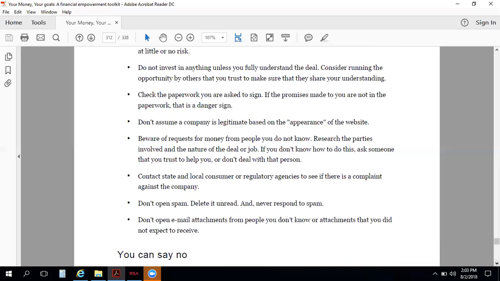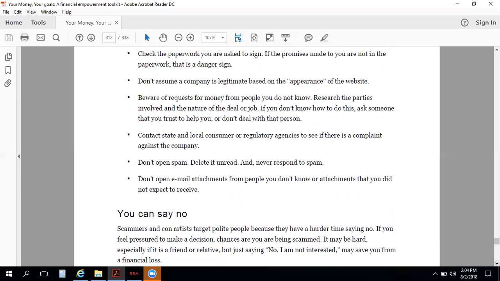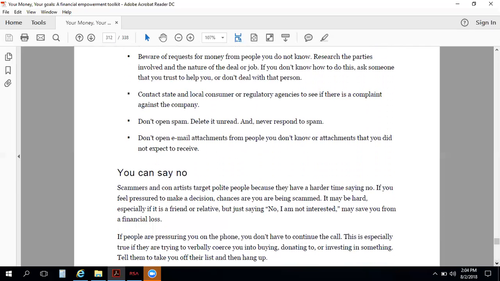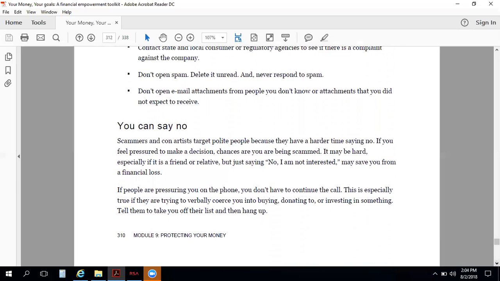Do not open spam, delete it unread, and never respond to it. Not just maybe getting clients to send money, but sometimes obviously viruses come through in spam emails, and sometimes they'll even come from people that it looks like you know. That's a common tactic that spammers use to try to get people to open email. Do not open email attachments from people you don't know or attachments that you did not expect to receive.